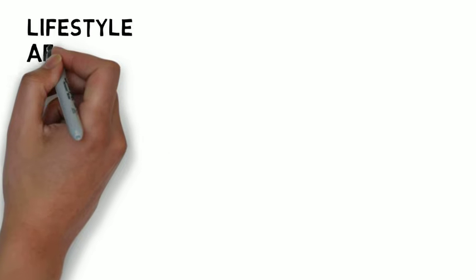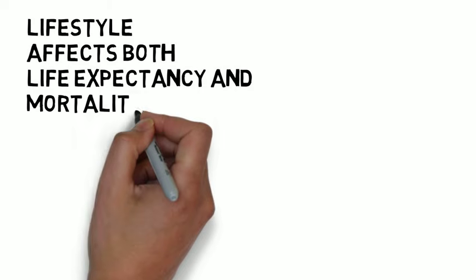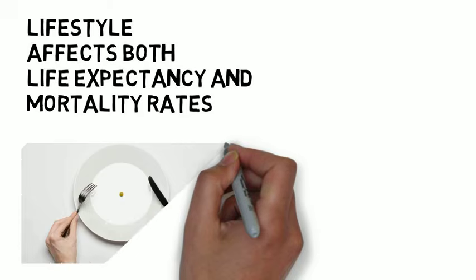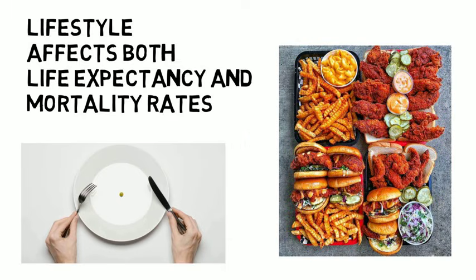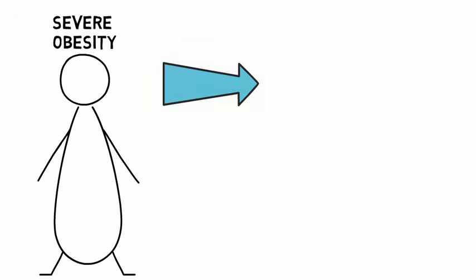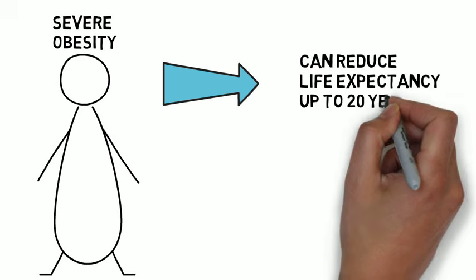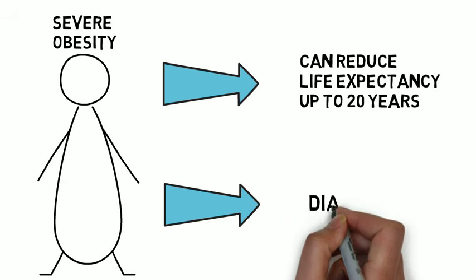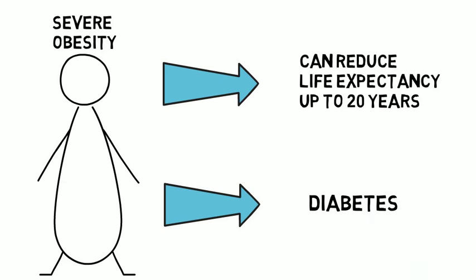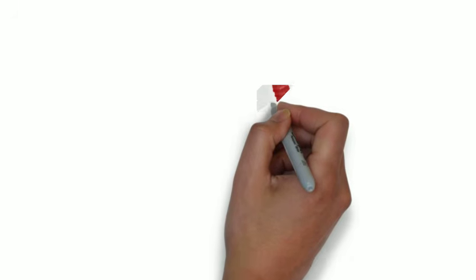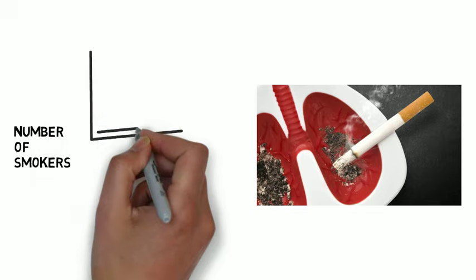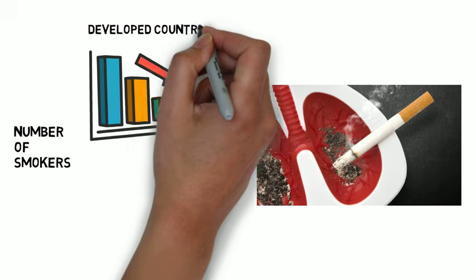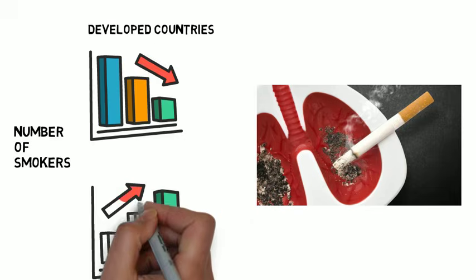One factor that clearly affects both life expectancy and mortality rates is lifestyle. For instance, just as eating too little is unhealthy, so is eating too much. Severe obesity can reduce life expectancy by as much as 20 years. It can also lead to diabetes, one of the fastest-growing diseases today. Smoking is another lifestyle choice that has serious health consequences. Although the number of smokers is decreasing in developed nations, it is growing in developing ones.